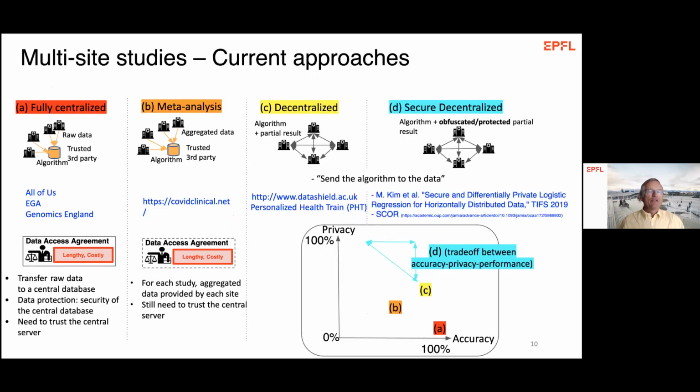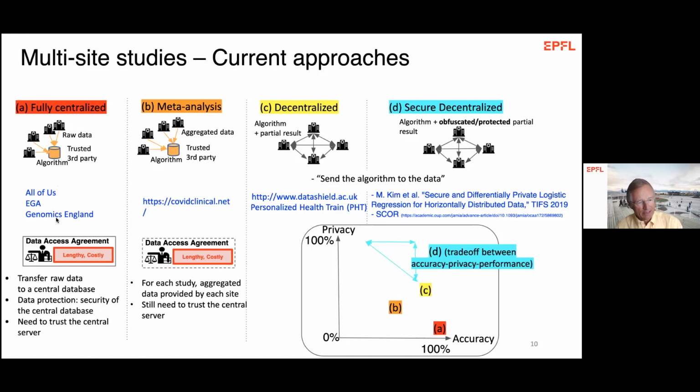Now, achieving this, of course, is something that many people have already thought about, and there exist a number of approaches. One, the most intuitive one, is as depicted here on the left, fully centralized, where each, for example, hospital provides its own raw data to a trusted third party that runs an algorithm. There are a certain number of systems that operate like this, for example, All of Us or EGA or Genomics England.